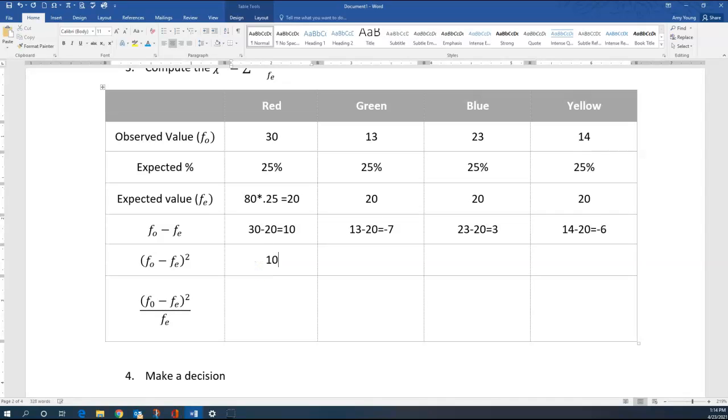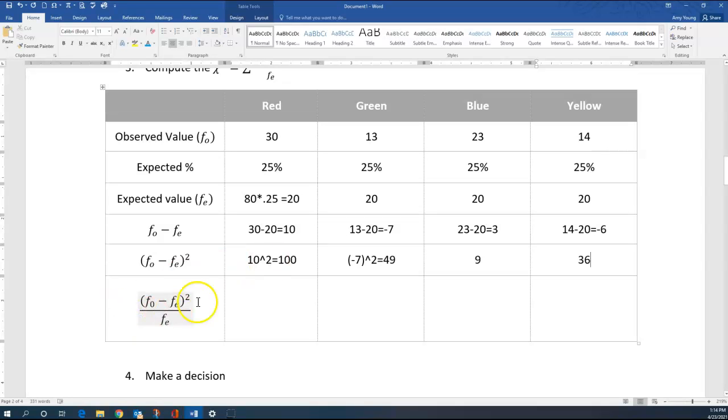So we're going to do 10 squared, which is going to give us 100. Now, the next one, we're doing negative 7 raised to the second power. Notice I put that in parentheses, and I did that on purpose because I want you to understand that when you're squaring a negative number, it's always going to be positive. So negative 7 squared is going to be a positive 49. Then we do the same thing with 3. So 3 squared is going to give us 9. And negative 6 squared is going to give us a positive 36.